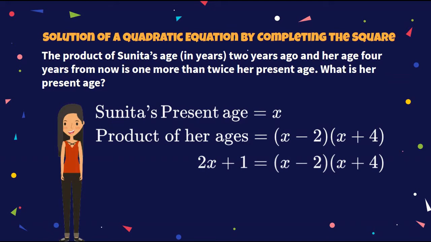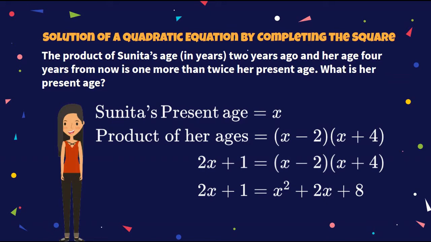Let's see what we get. On the left hand side we have 2x plus 1 as it is, and if we simplify x minus 2 into x plus 4, we would get x square, which is x into x, plus 4x, which is x into 4, and then minus 2x. So 4x minus 2x would be 2x, so I have directly written 2x. So x square plus 2x, and 4 into minus 2 is minus 8. It should actually be minus 8, not plus 8. Sorry for the mistake over there.